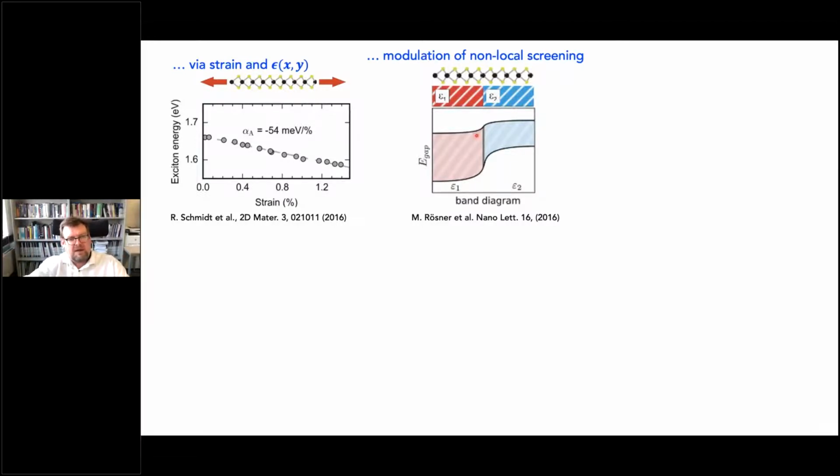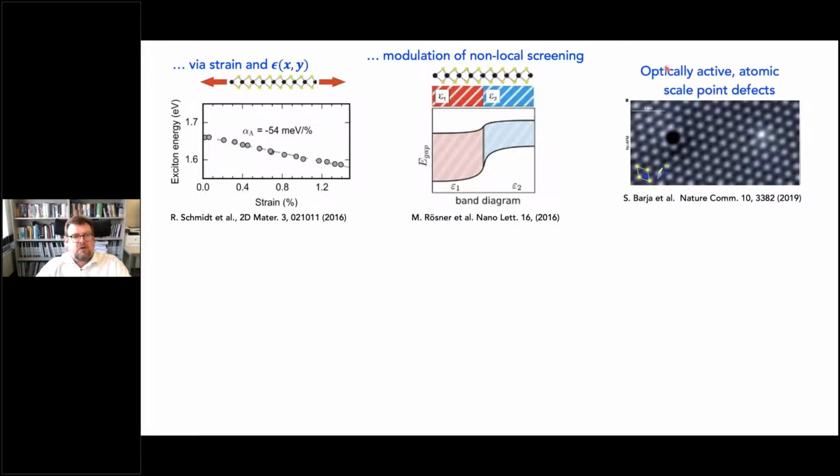This is like dipolar excitons in one direction. It's a very interesting topic. Of course, as I'll show you, you can create point defects wherever you want to have them. This is an example of typical point defects in molybdenum disulfide.